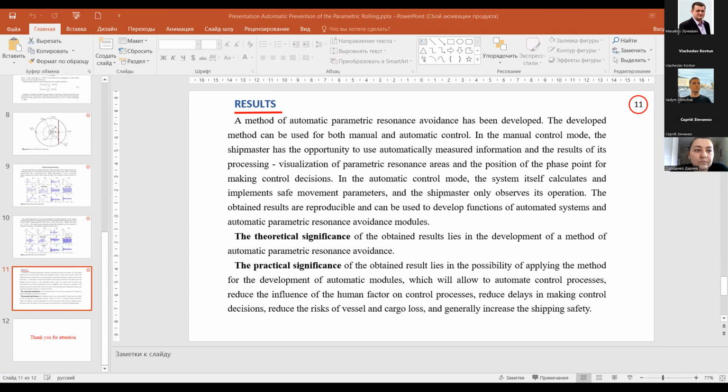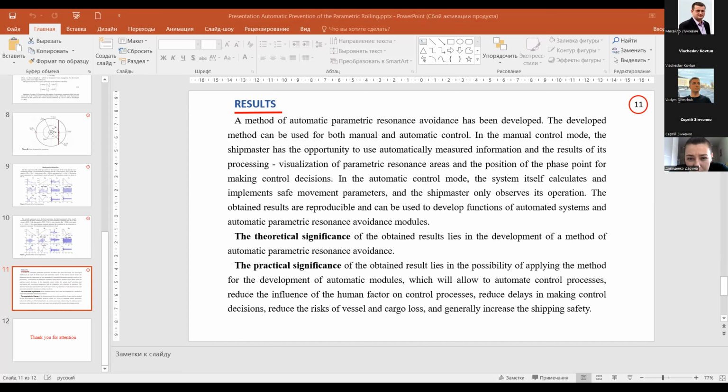In automatic control mode, the system itself calculates and implements safe movement parameters, and the shipmaster only observes its operation. The obtained results are reproducible and can be used to develop a function of automated systems and automatic parametric resonance avoidance modules. The theoretical significance of the obtained result lies in the development of a method of automatic parametric resonance avoidance.